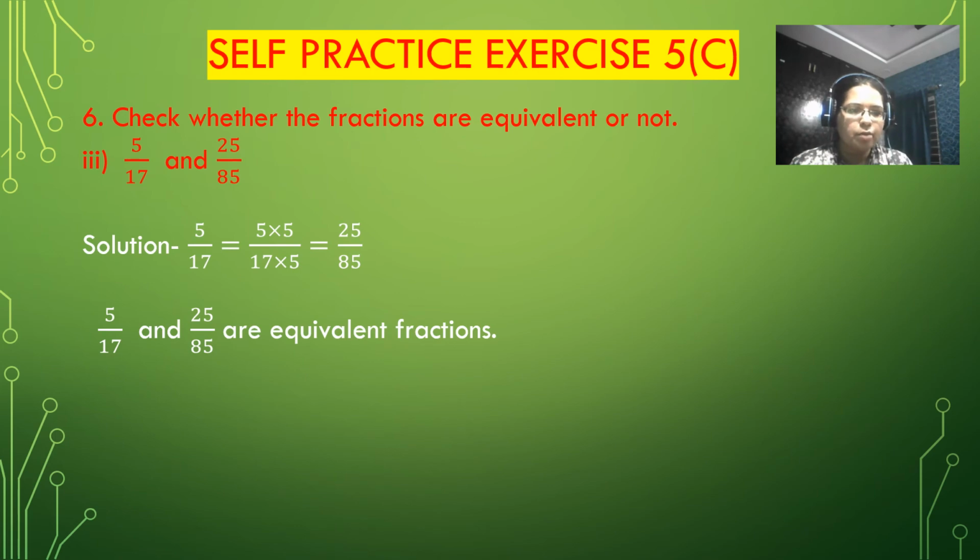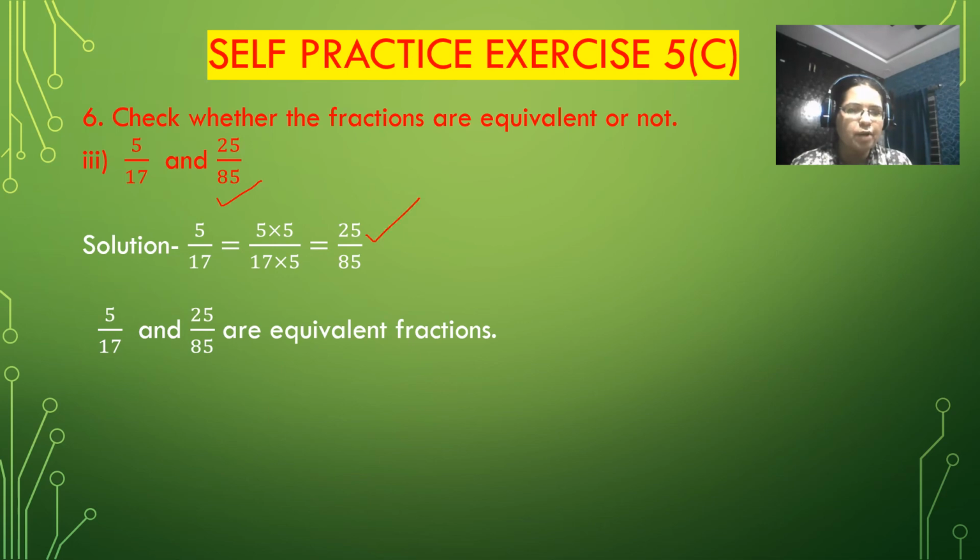Now we solve question number third bit, 5 divided by 17 and 25 divided by 85. We have to check whether these two fractions are equivalent fractions or not. 5 divided by 17. We know multiply the numerator 5 with 5, we get 25, that is equal to the numerator of the second fraction 25 divided by 85.